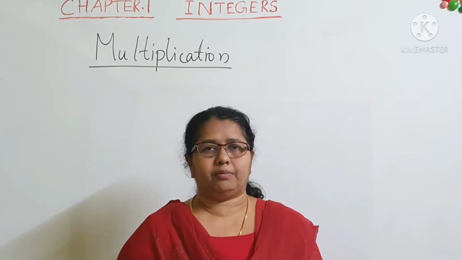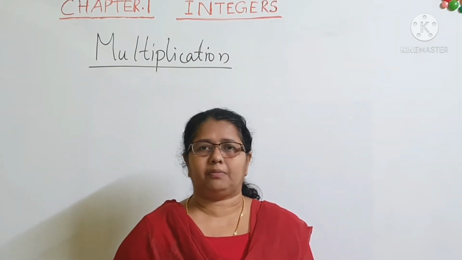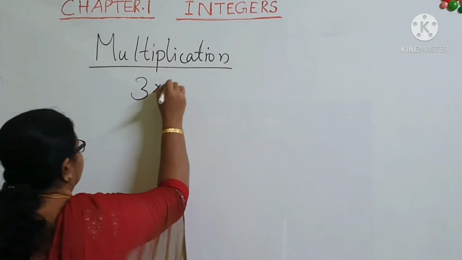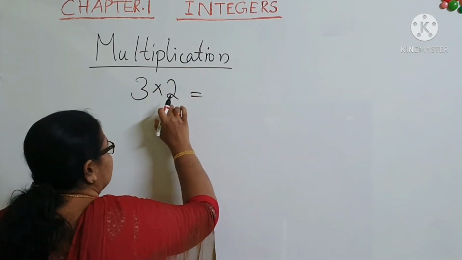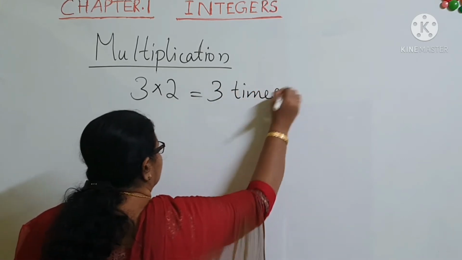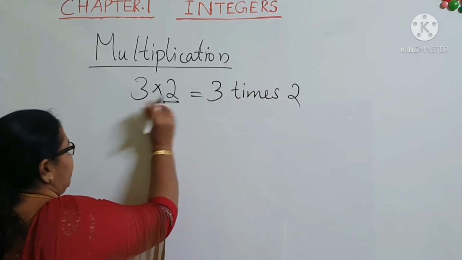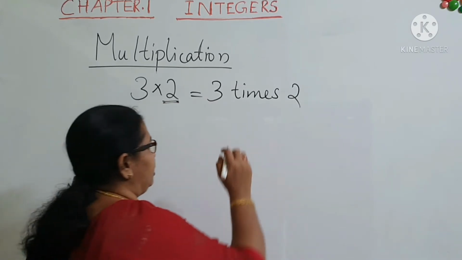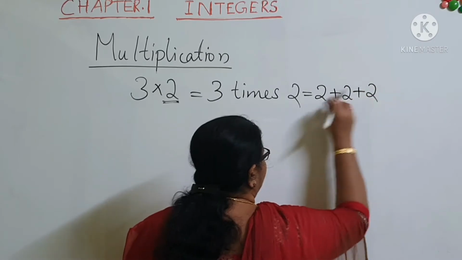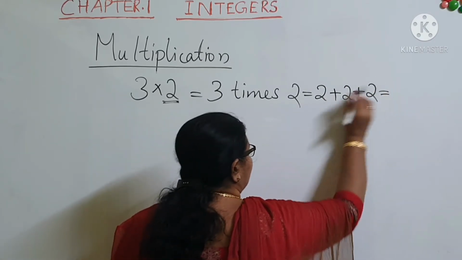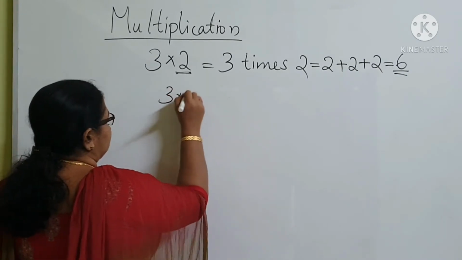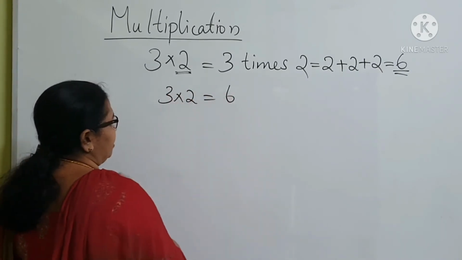You know how to multiply whole numbers. Like that we can multiply integers also. Then 3 into 2. That is 3 times 2. 3 into 2 means 3 times 2, and that is equal to 2 plus 2 plus 2. 2 plus 2 is 4, 4 plus 2 is 6. Now we got 3 2s are 6.